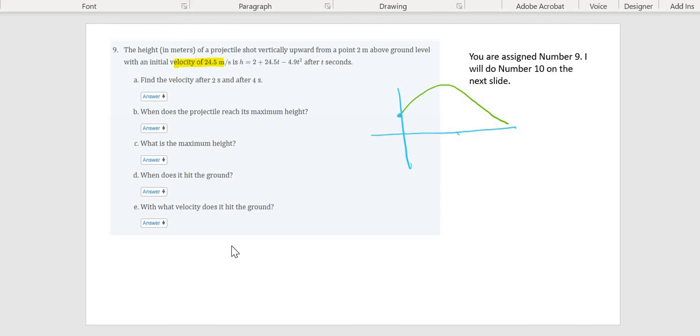And then when does it reach its maximum height? You do the same work I did for the previous problem. Same work. Take the derivative, set it equal to 0. That'll give you its maximum height. When does it hit the ground? How do you have to solve that?